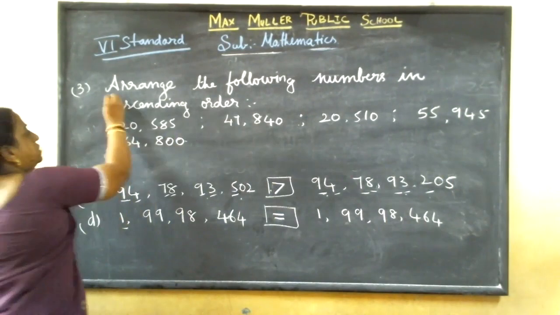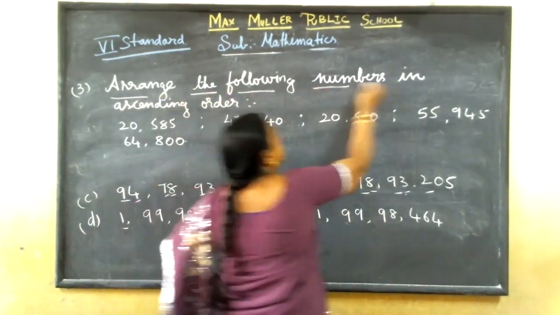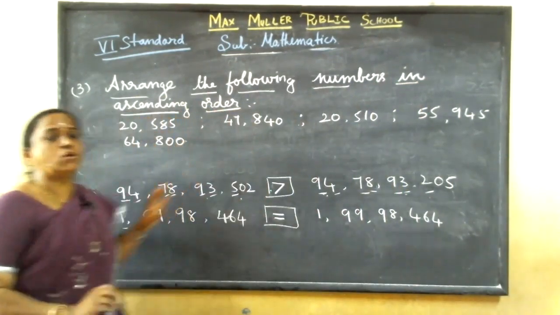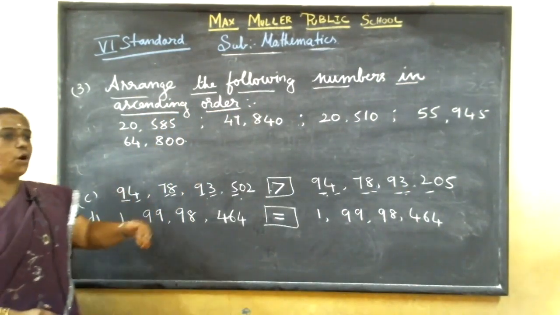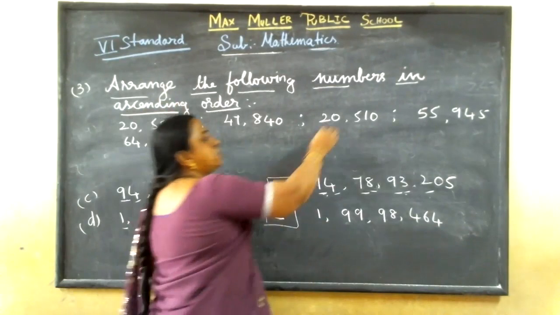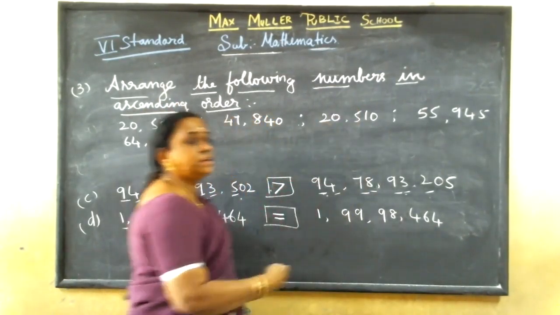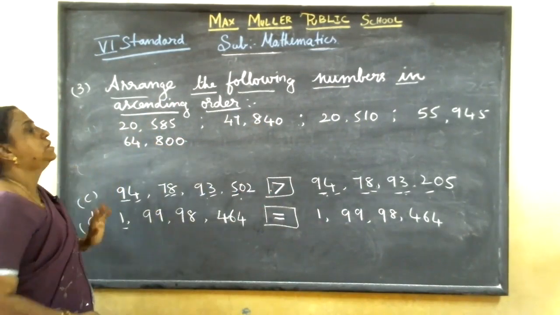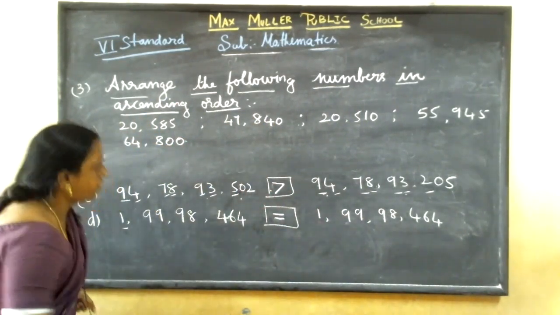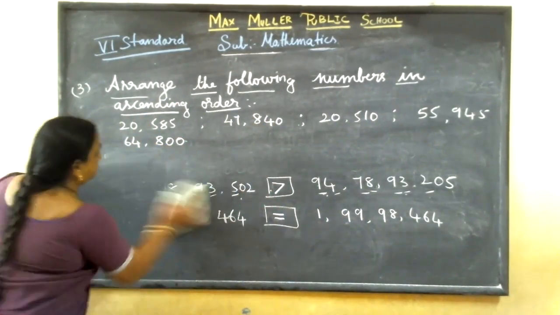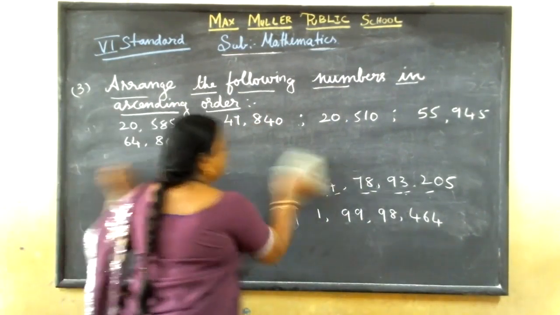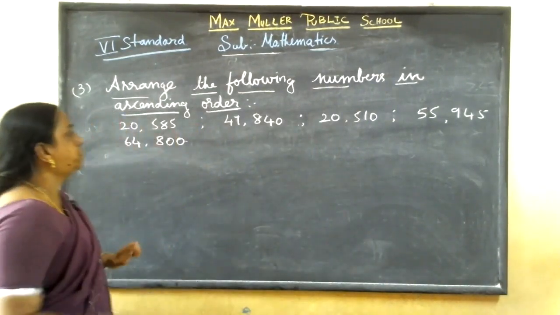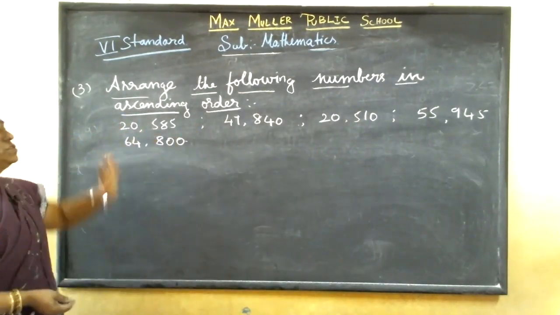See here, arrange the following numbers in ascending order. There's only ascending order. Ascending means what? Small to big. Increasing order. So ascending order is what? Increasing order. So here you should go small number to big number. So this also, just I'm going to rub this and then I'll explain. See here, for this also what you should do, you should see which is smallest number.